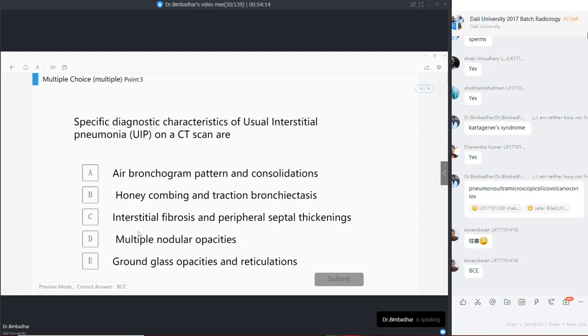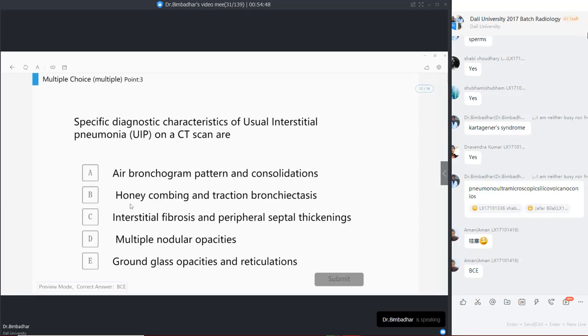Yes, it is also a classical feature that is shown upon HRCT. So interstitial fibrosis and peripheral septal thickenings is a characteristic feature. All these things together, interstitial fibrosis and peripheral septal thickenings, we generally call them ground glass opacities and reticulations. Yes or no? The same name, interstitial fibrosis and peripheral septal thickenings. The pathological process is that one. And we have a classical name for them: the ground glass opacities, or GGO, or the reticulations, right?